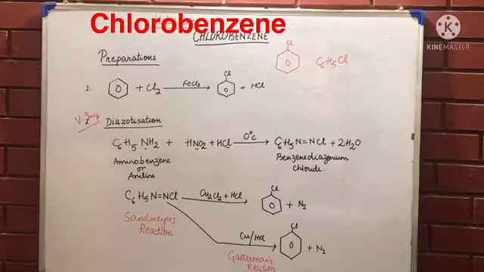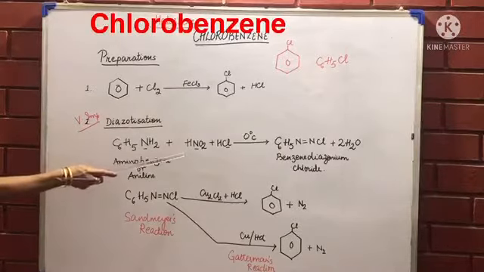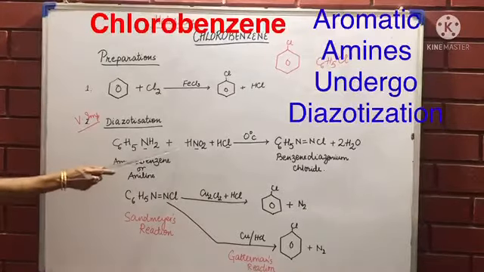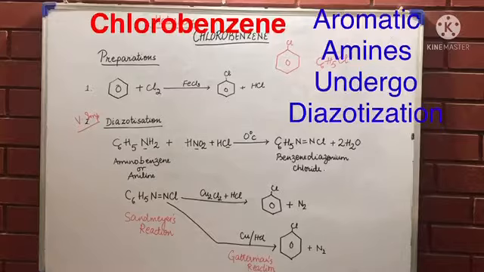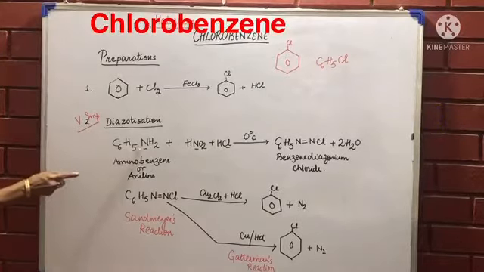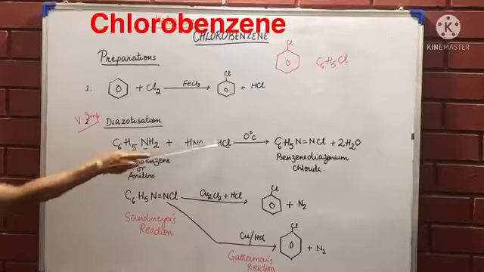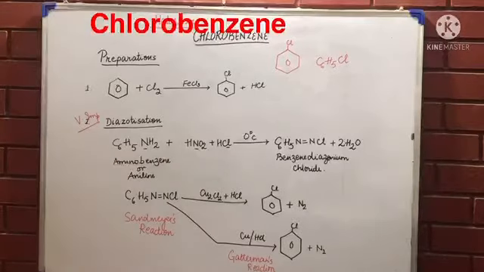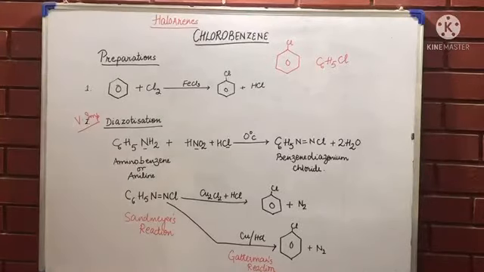Second reaction is diazotization, and diazotization takes place when aminobenzene, which is also called aniline, reacts with HNO2 in presence of HCl. HNO2 is nitrous acid. In presence of nitrous acid at 0 degrees centigrade, N from here and Cl form C6H5N2Cl, which is benzene diazonium chloride.